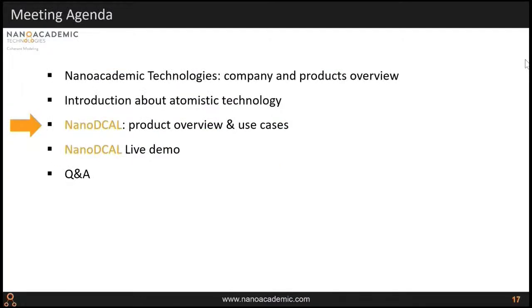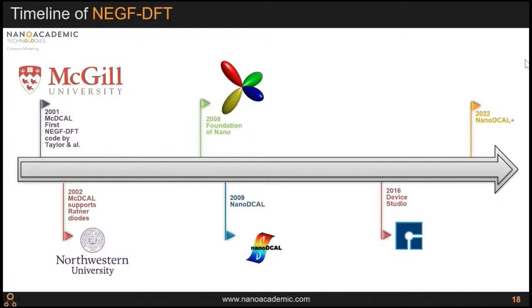Okay, so I'm going to just skip to NanoDCAL. And just before I do that, let me briefly present this timeline of NEGF-DFT. Jeremy Taylor and Professor Guo published a first paper with the first code package for NEGF-DFT, which was called at the time MCDCAL, for the McGill device calculator. And that's a very seminal paper that basically launched the whole field.